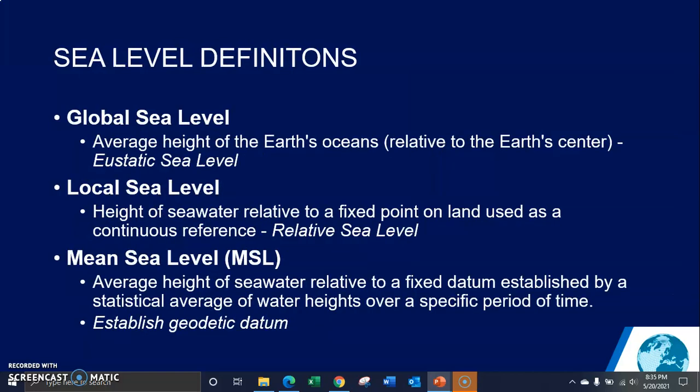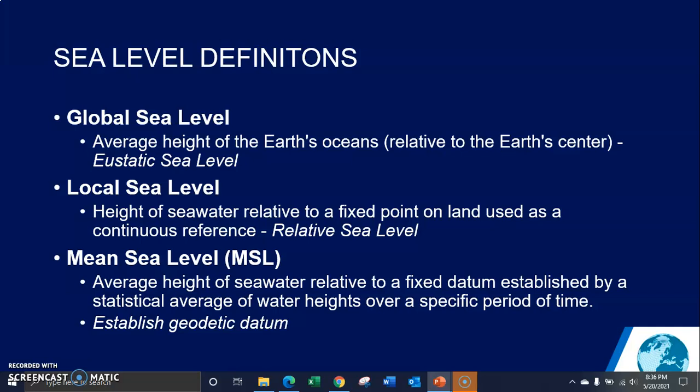And let's take a look at sea level definition. Sea level is not just sea level. There are three major types of sea level. The first one is global sea level, which is the average height of the Earth's oceans relative to the Earth's center. This is what's generally known as eustatic sea level, and anytime you hear anything referring to sea level rise or change in the world's sea level, that's generally referring to global sea level.